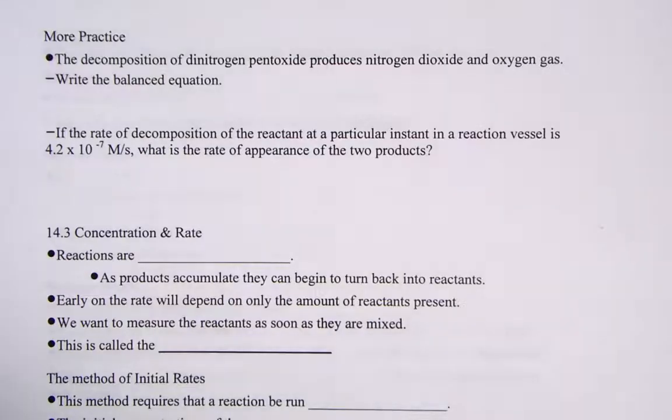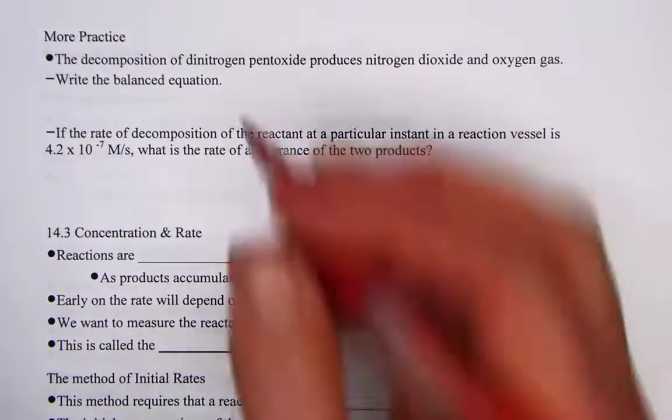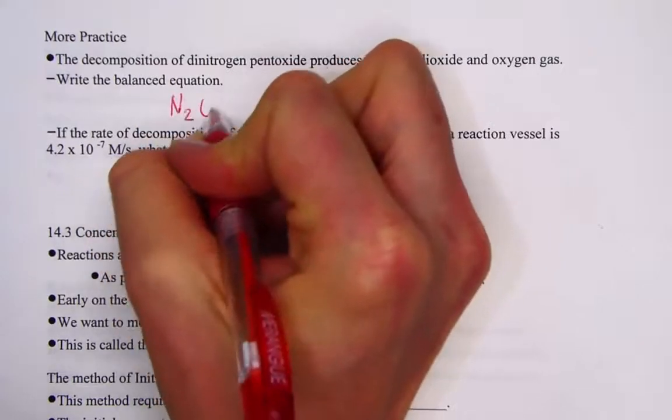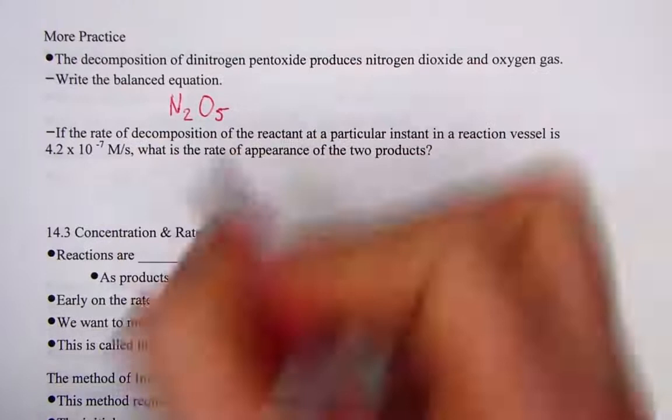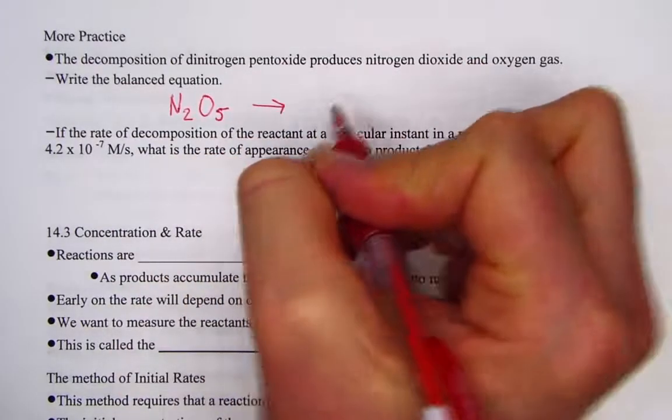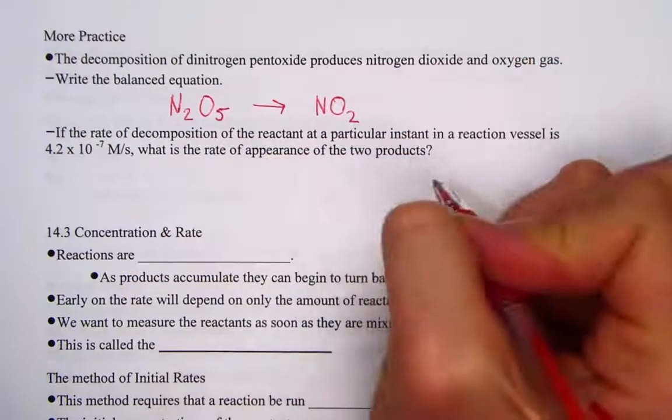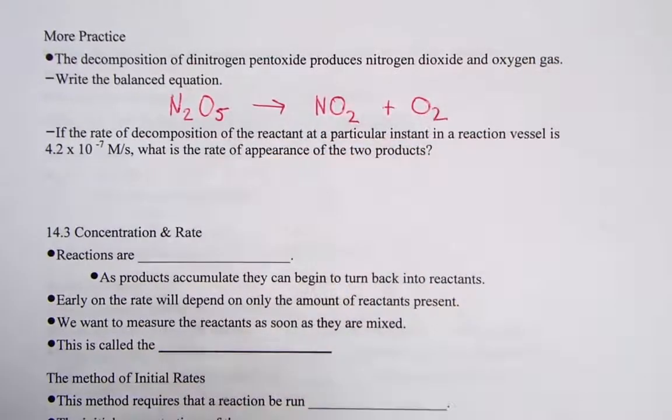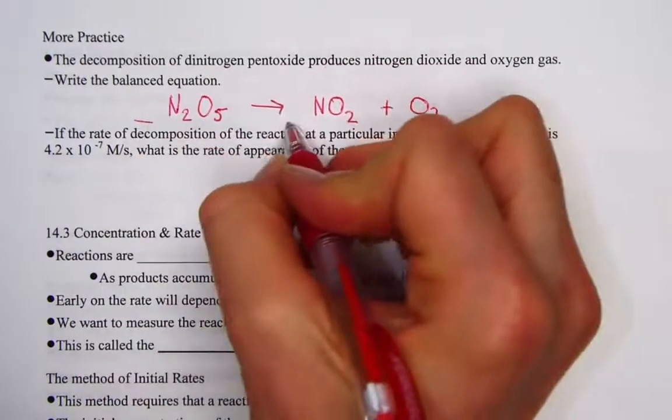Let's try one more practice with average rates, the rate expression that uses stoichiometry. It says the decomposition of dinitrogen pentoxide produces nitrogen dioxide and oxygen gas. Let me reread that, see if we have our skeleton correct. The decomposition of dinitrogen pentoxide produces nitrogen dioxide and oxygen gas. We have our skeleton. Let's work to balance the equation.